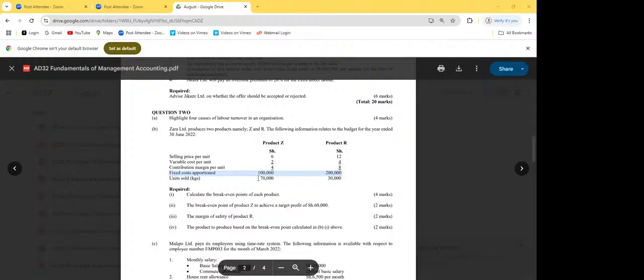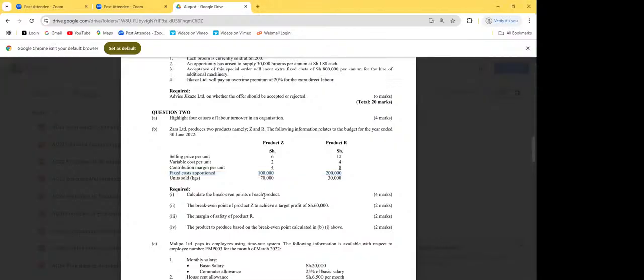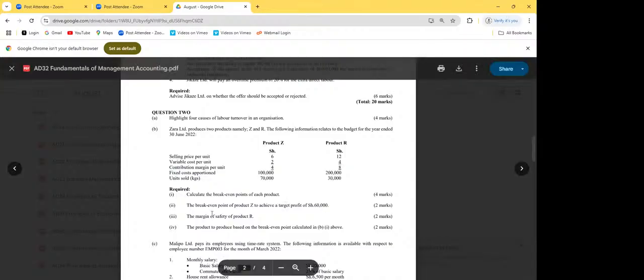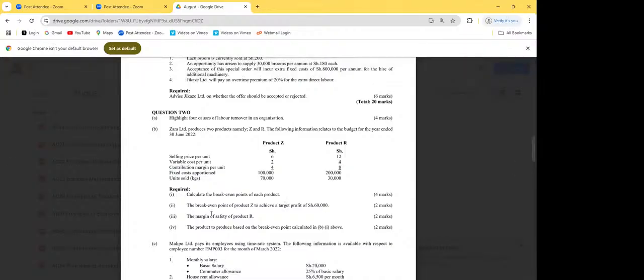So that question relates to a single product, not multiple, right? The break-even points of each product, the break-even point of product Z to achieve a target profit. Yeah, so that's a single product. Margin of safety for product R, you deal with them independently.